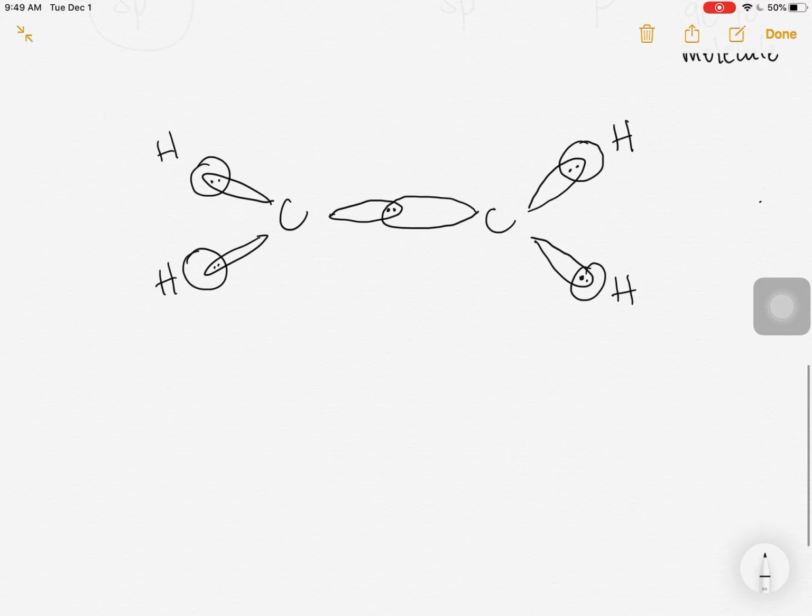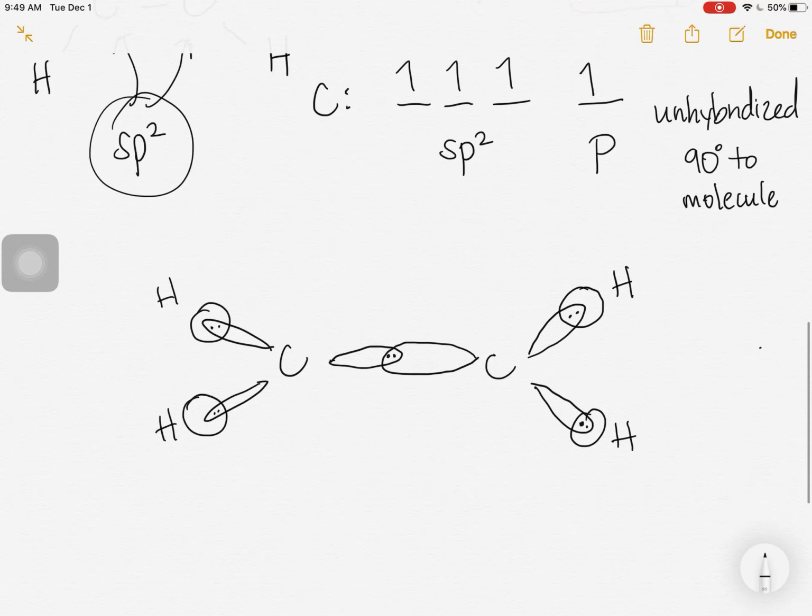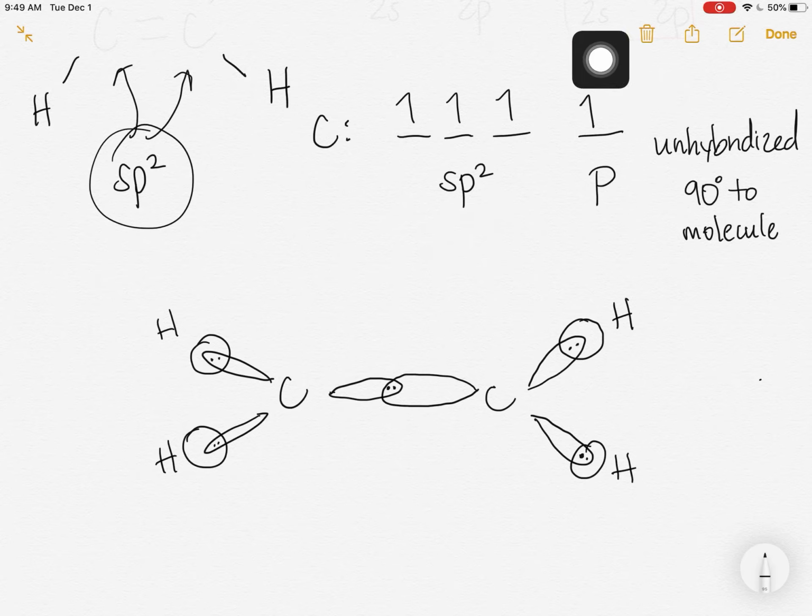Are they sigma or are they pi? Well, if you think about it, the internuclear axis is running like this, like this, like this, like this, and like this. So they're all sigma bonds, okay? And again, if I had models, you would really see that this was an end-to-end overlap. They're all sigma, and I'll label that in a second.